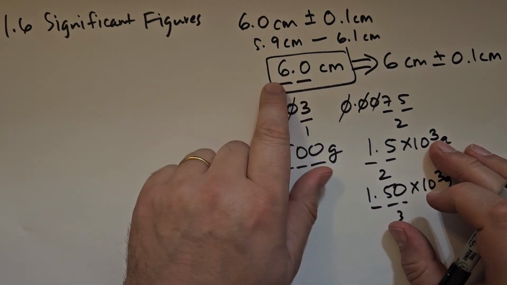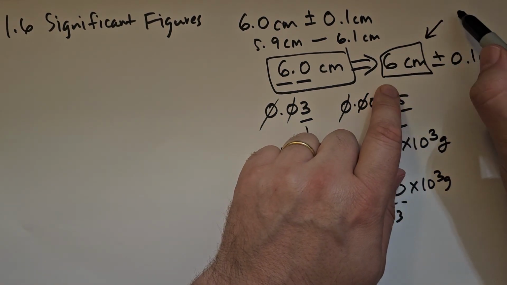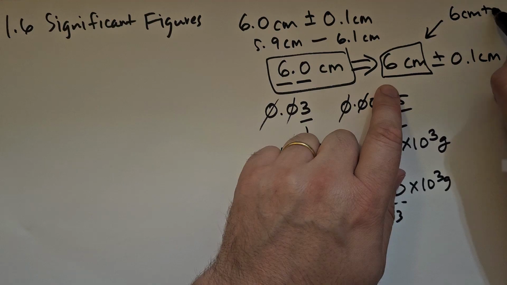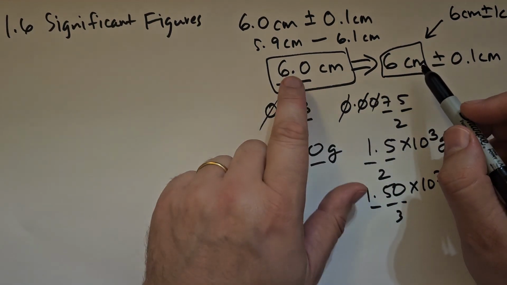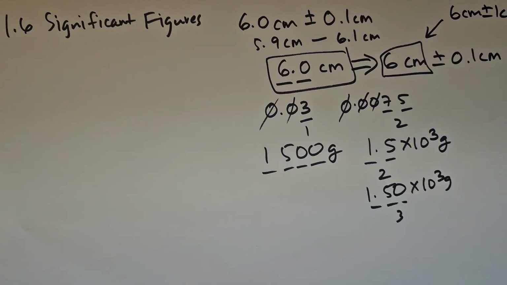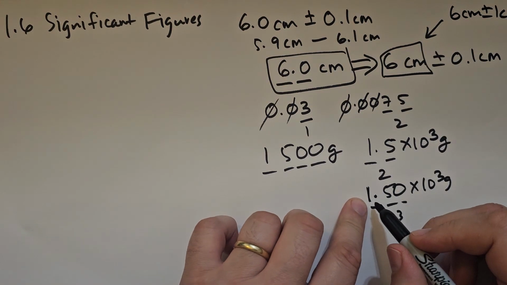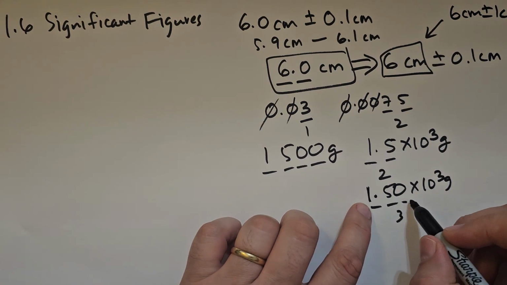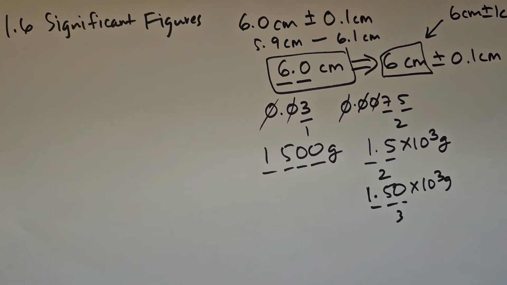And that's the same thing we did for 6.0 centimeters. If we wrote 6 centimeters, this would mean 6 centimeters plus or minus 1 centimeter, right? But since we write it this way, we know it's plus or minus 0.1, okay? So we always use scientific notation. We always have a digit here that's not 0, and then the number of digits after the decimal place is the number of additional significant figures that we have, okay?